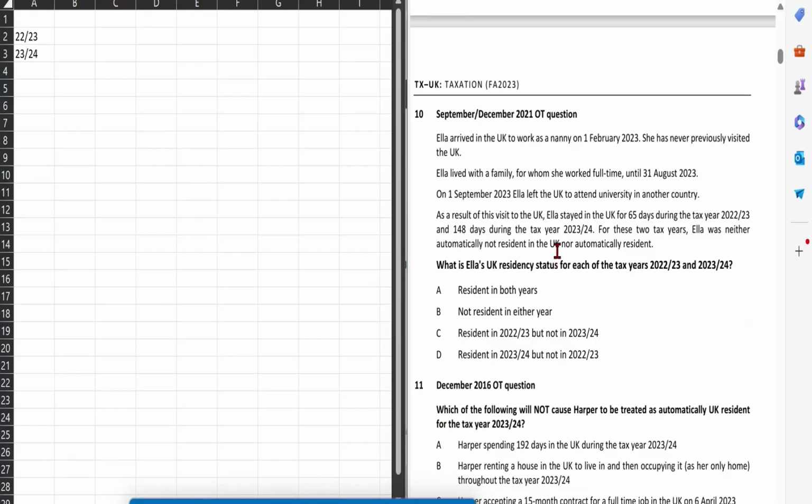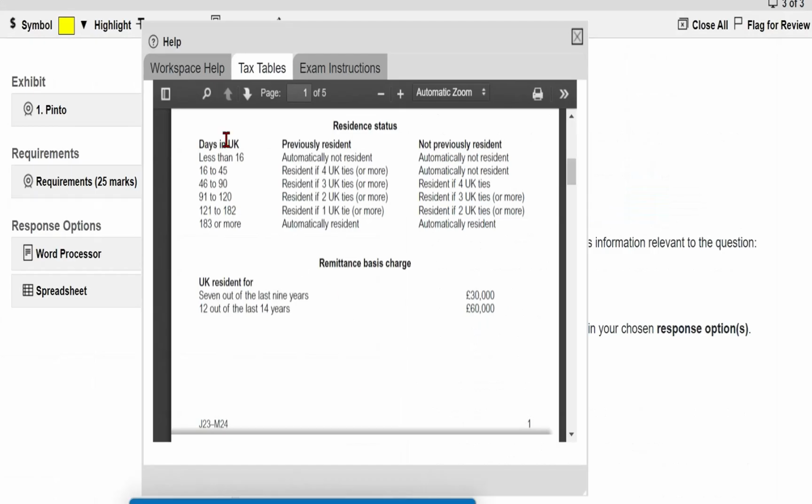Okay, so in the tax year 22 and 23, C was in the UK for at least 65 days, right? So we will look into the table, 65 days. If we look into the table, 65 days fall in this category, right? And C was not previously resident. It was mentioned in the question, so we will look in this column, and she should meet at least four ties to be a UK resident, right?